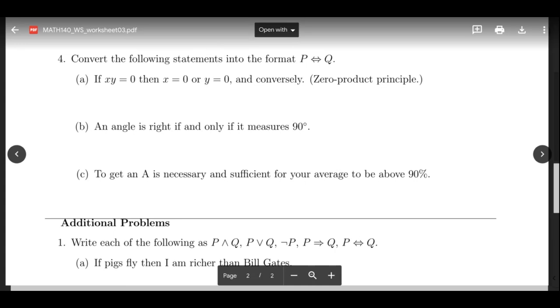Let's see, B. Mayat. The angle measures 90 is P, if and only if it's Q. Right. The angle is right is P. It measures 90 is Q. Okay, very good, great. The order doesn't matter, right? Yes, because only in the if and only if case, the order does not matter.